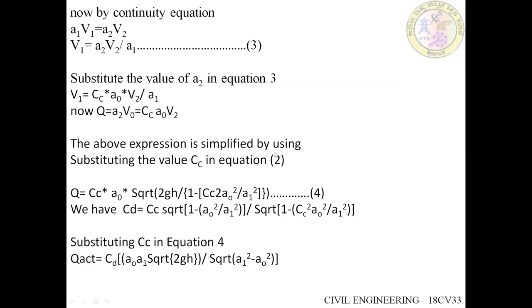The above expression is simplified by using the value of CC, so we'll get the expression like this. Then we have CD, which is equal to this formula: CC into the square root of 1 minus AO square by A1 square, divided by the square root of 1 minus CC square AO square by A1 square. Substituting this CD value in equation 4, finally we arrived at the equation for the actual discharge of the orifice meter, which is equal to CD into AO A1 root of 2gH divided by the square root of A1 square minus AO square.